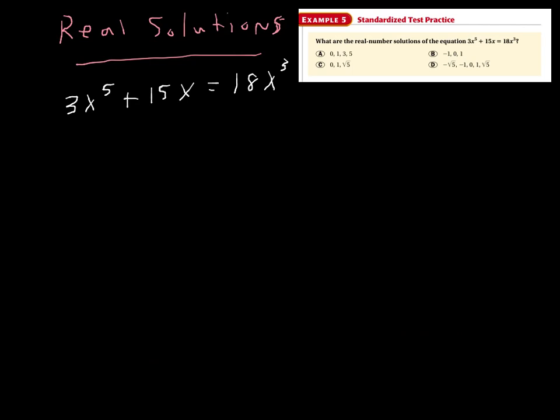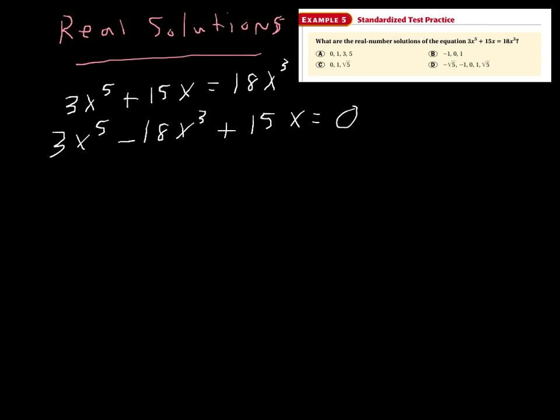The next problem asked me to focus on the real solutions of the equation 3x to the fifth plus 15x equals 18x to the third. Since I'm going to solve this by factoring, I need to get everything set equal to 0. So my first move will be to rearrange things by subtracting 18x to the third from both sides, putting it on the left side. Because it's written in powers of descending order, I chose to put the minus 18x to the third in the middle here because it's x to the fifth, x to the third, and x to the first.